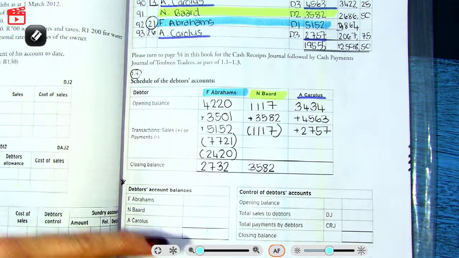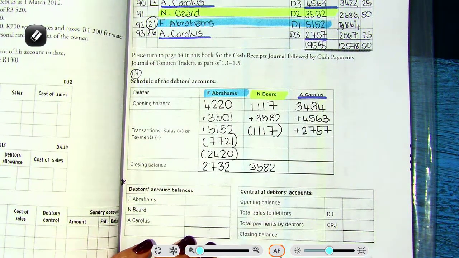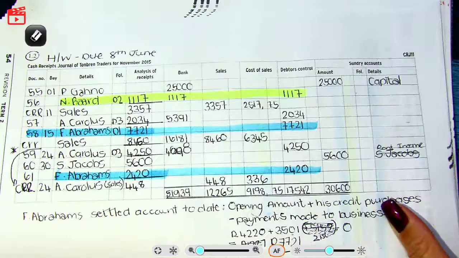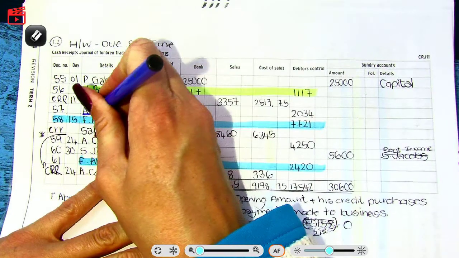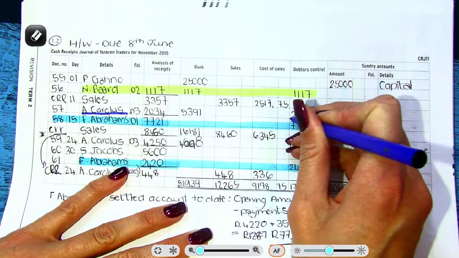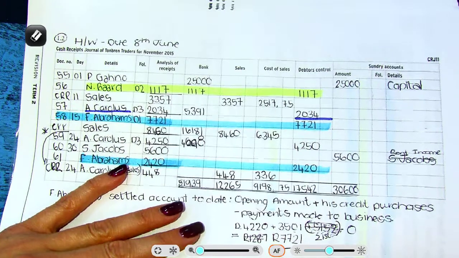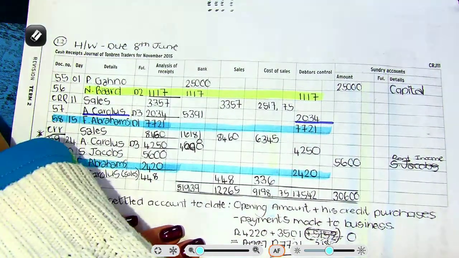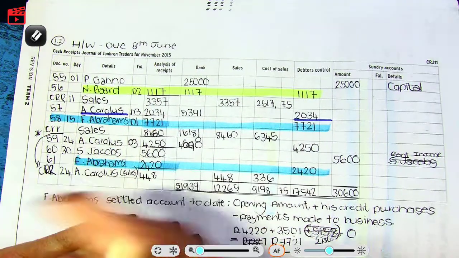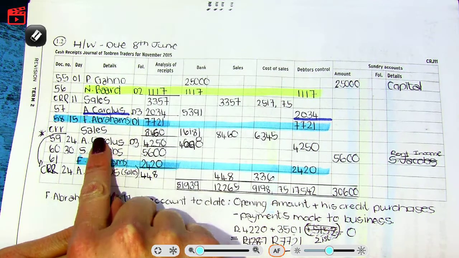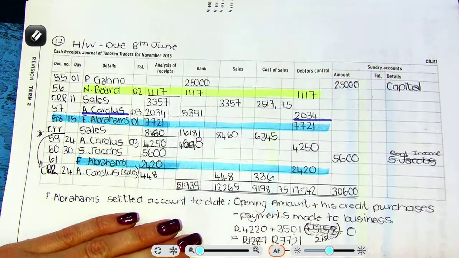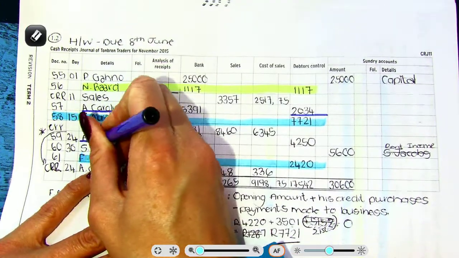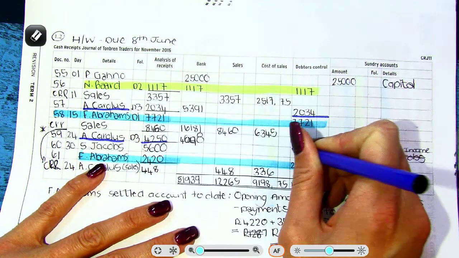Right, what he started with, his credit purchases, and now we need to go and look in my CRJ for did I receive any money from A. Carlos. We can see over here, yes, we received money from A. Carlos, and it's there in my debtors control: 2,034. He paid me. A. Carlos, and then again over here, A. Carlos, 4,250.